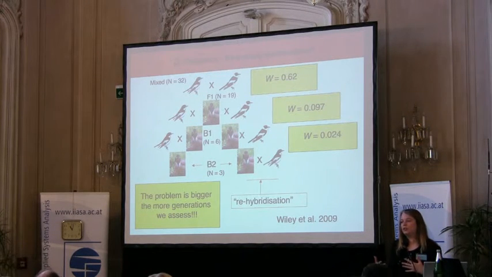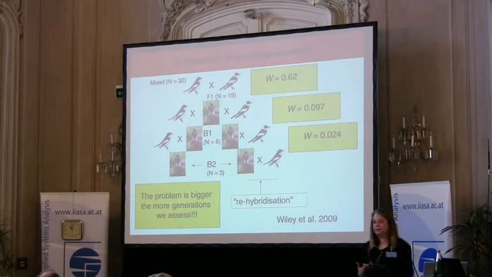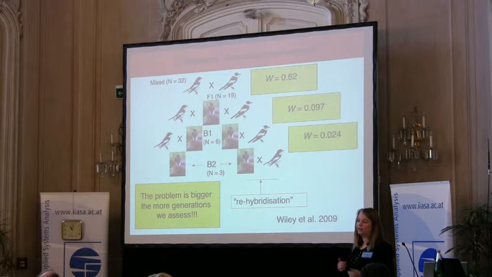So there's not very much gene flow going on between the two different species, even if the rate of hybridization could be quite high. So in certain areas we have 7% hybridization going on.